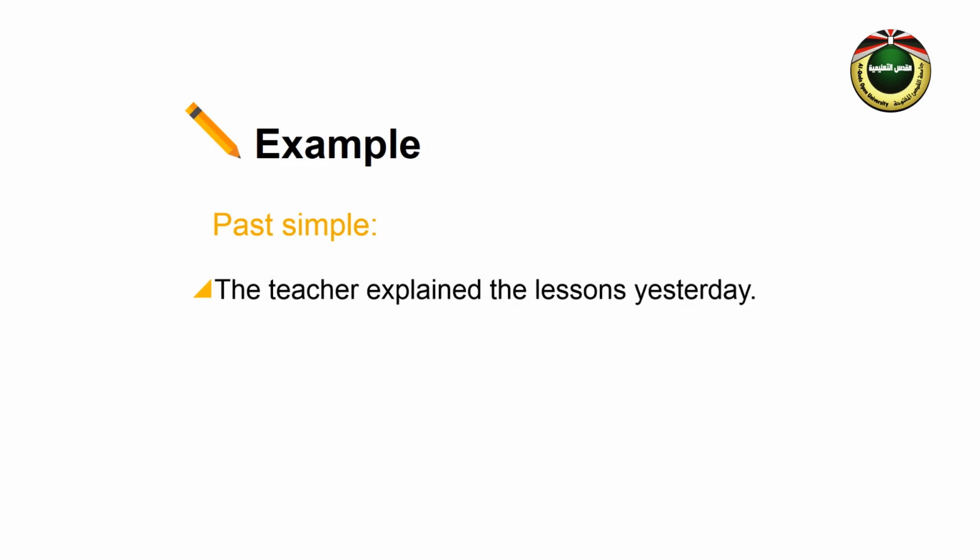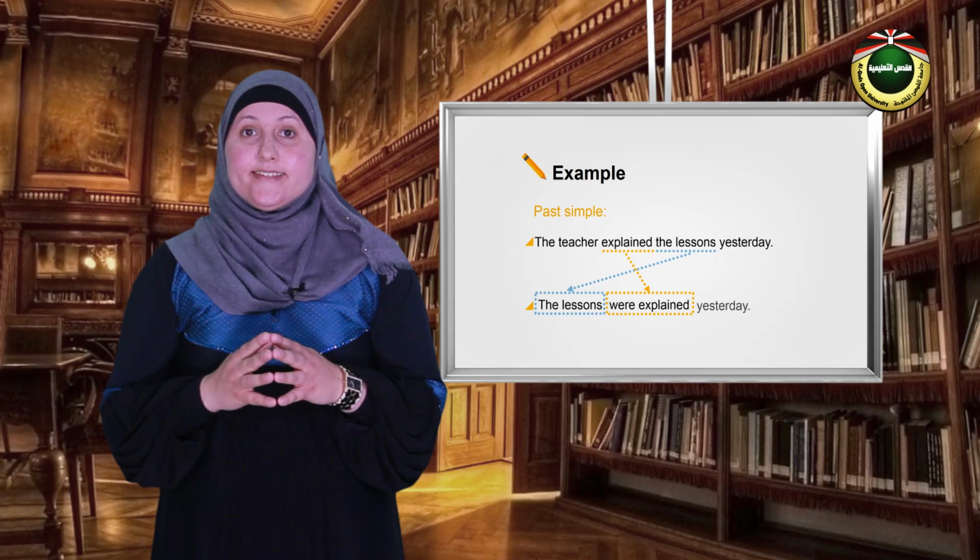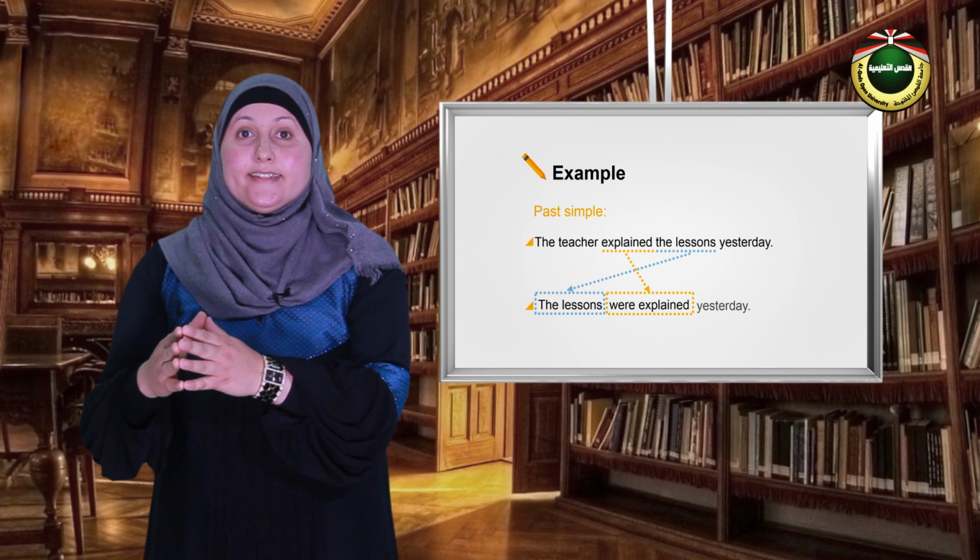Let's take another example. The teacher explained the lessons yesterday. Again, get rid of the subject, the teacher. Then, put the object, the lessons, at the beginning. Then, add the helping verb were, because the lessons is plural, and the verb here is past simple. And finally, put the main verb, explained, in its past participle form, which is already the same, explained. And complete the rest of the sentence to be read as the lessons were explained yesterday.